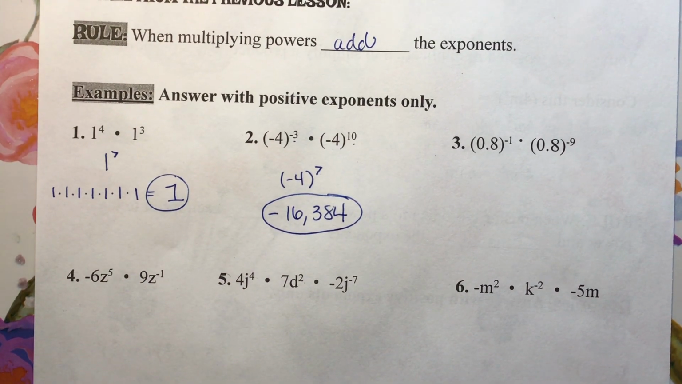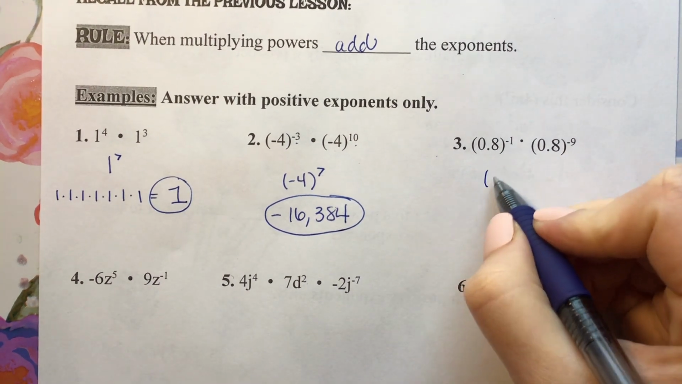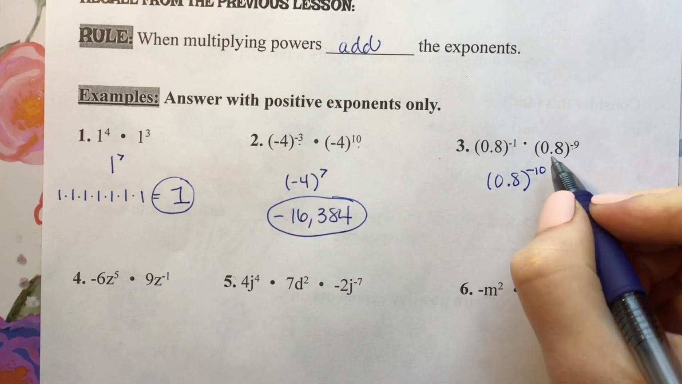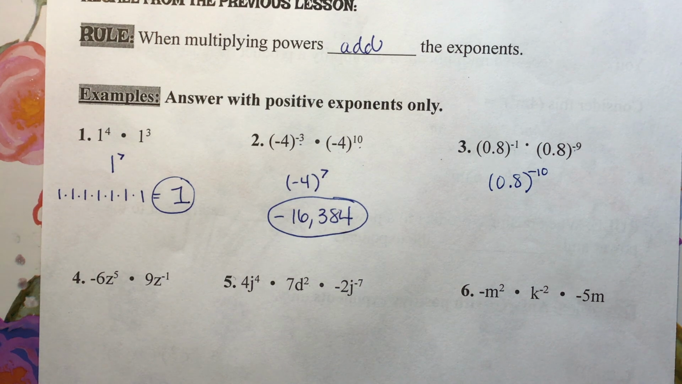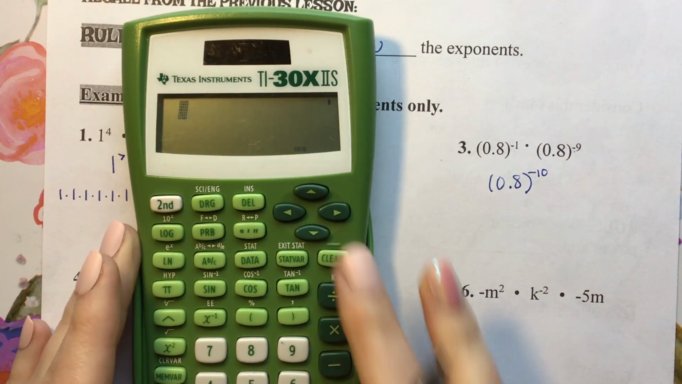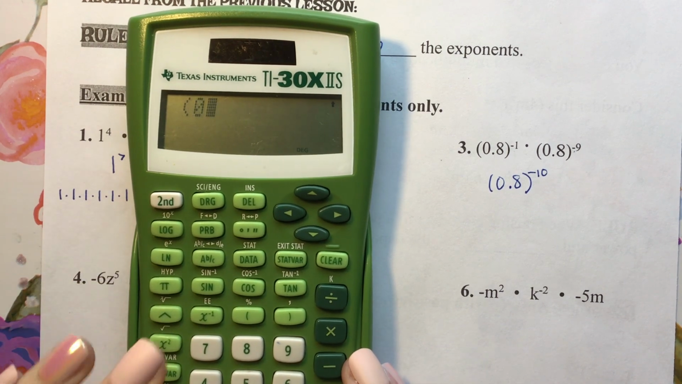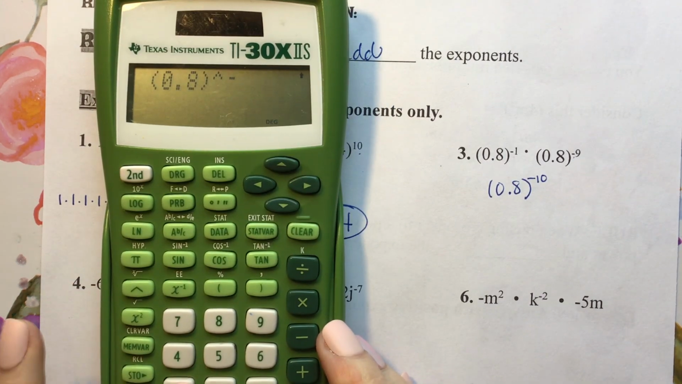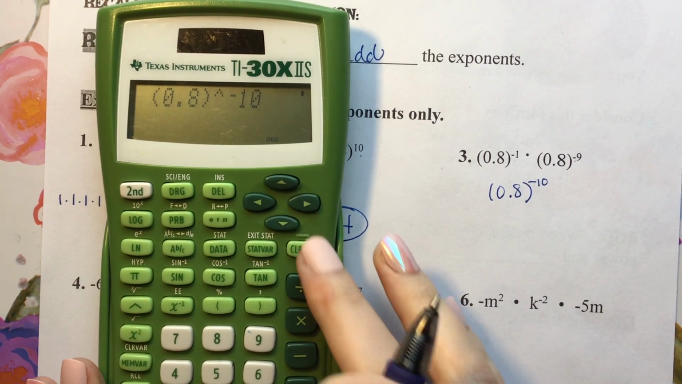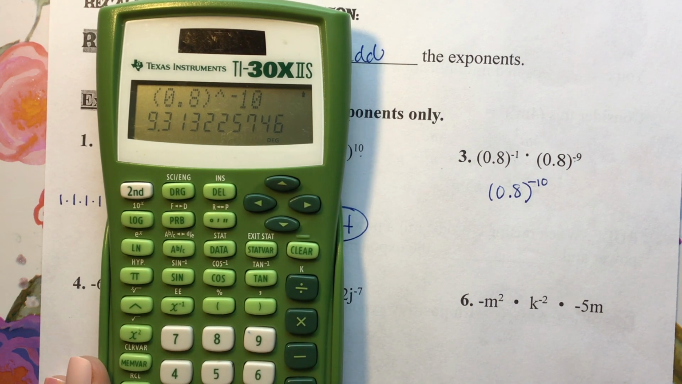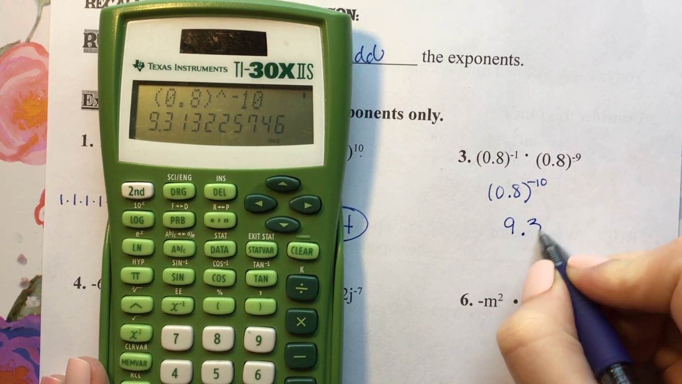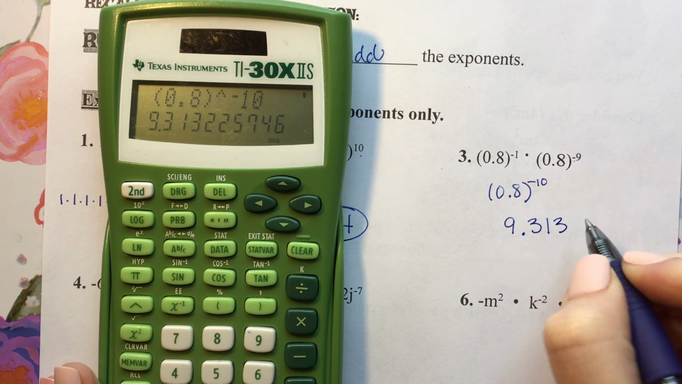For the next one, I have 0.8 to the -1 times 0.8 to the -9. Well, 0.8 is still the base, and I have -1 plus -9, which is -10. Let's put that into our calculator. So I'm putting parentheses around 0.8, and I'm raising it to the -10. And when I do that, I get 9.313. We'll just stop there.